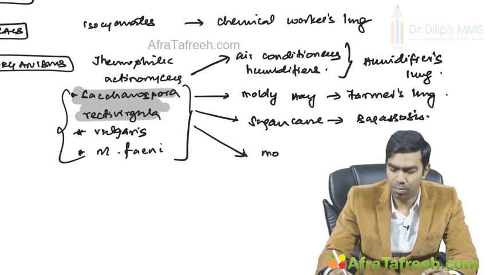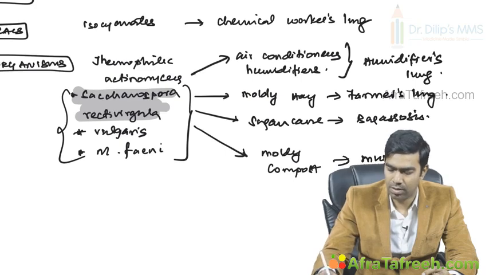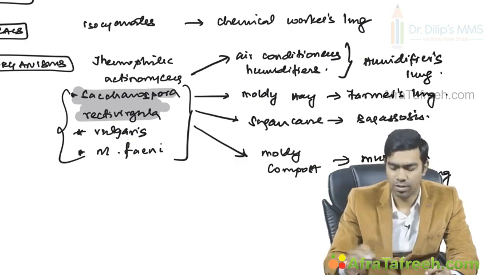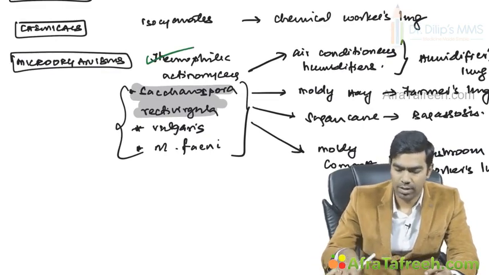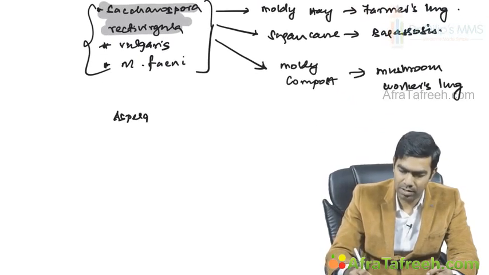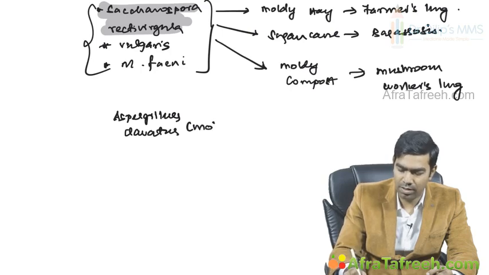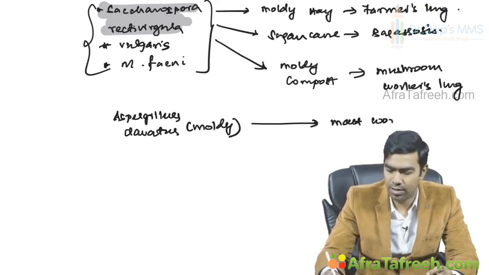Fourth one, it can come from moldy compost. We are going to call that mushroom worker's lung. Mold means mushroom, right? So mushroom compost, so this mushroom worker's lung. Alright. So these are the disorders that are associated with this particular thermophilic actinomyces. Then you have a microorganism like Aspergillus clavatus, typically due to exposure from again mushroom, like moldy plants. So this lung we are going to call it malt worker's lung.